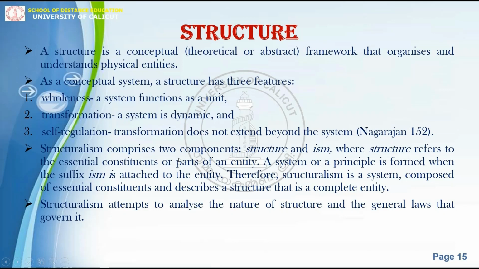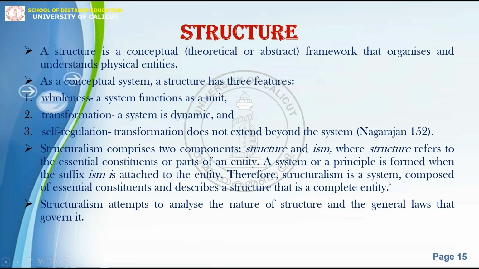Okay. Then structuralism comprises two components. One is structure, and then the other one is ism. Where structure refers to the essential constituent or parts of an entity, a system or a principle is formed when the suffix ism is attached to the entity. Structuralism consists of two important components. Structure refers to the essential parts or constituents or elements of an entity. Then ism means it is a system or a principle. That is, this structure becomes a principle or a system when the suffix ism is attached to the entity.